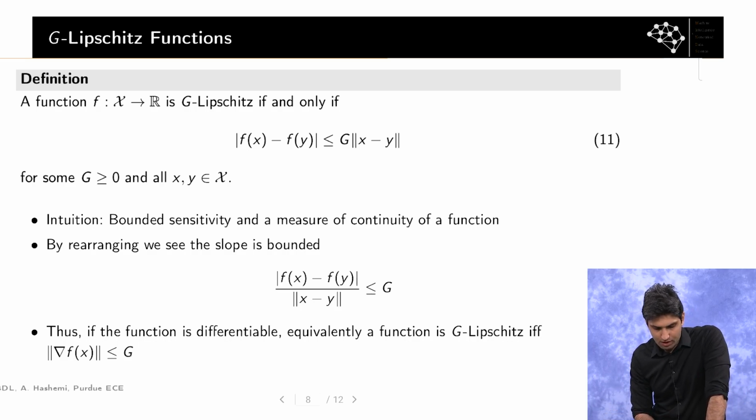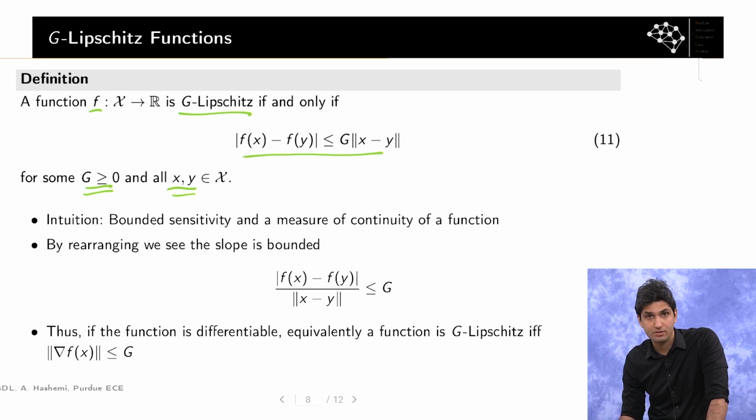All right, so here's our definition. A function f is G-Lipschitz if and only if this inequality is satisfied for some constant G and for all vectors x and y. Okay, so what's the intuition here? We are essentially bounding the changes that could happen in the function value as a result of changing the input. So essentially we have, if you will, bounded sensitivity. We have a control on the degree of sensitivity. In other words, we have a control on the continuity of the function.